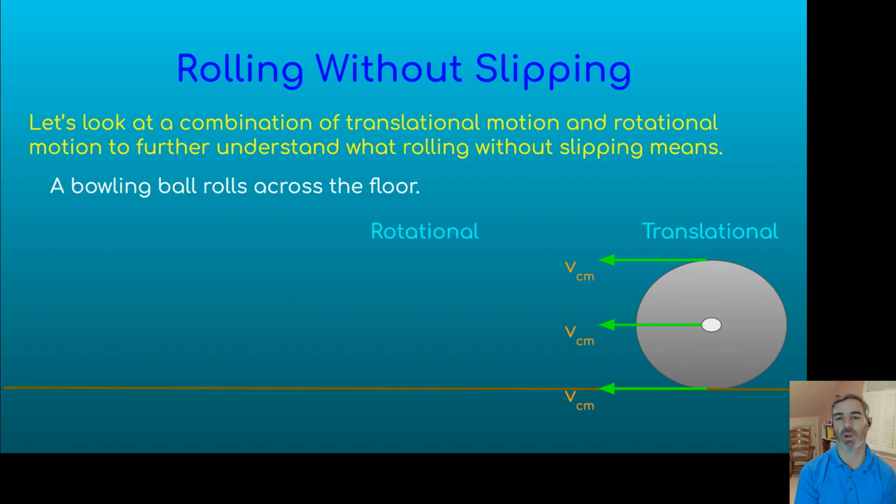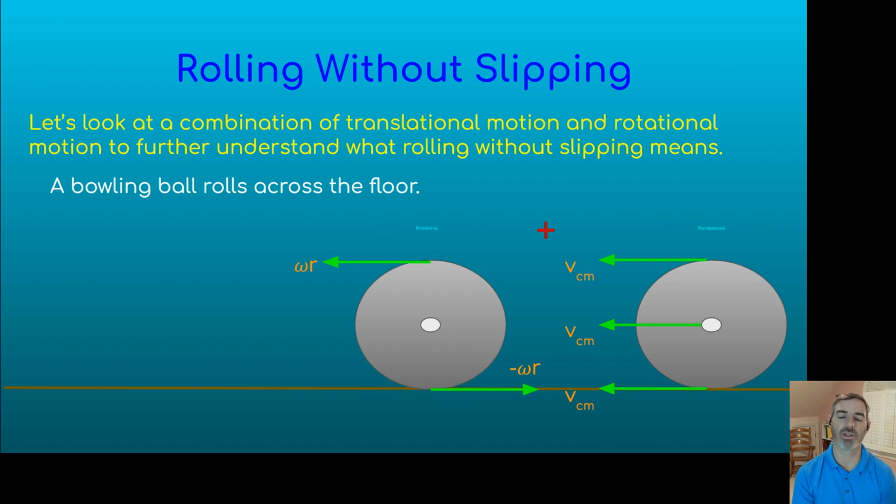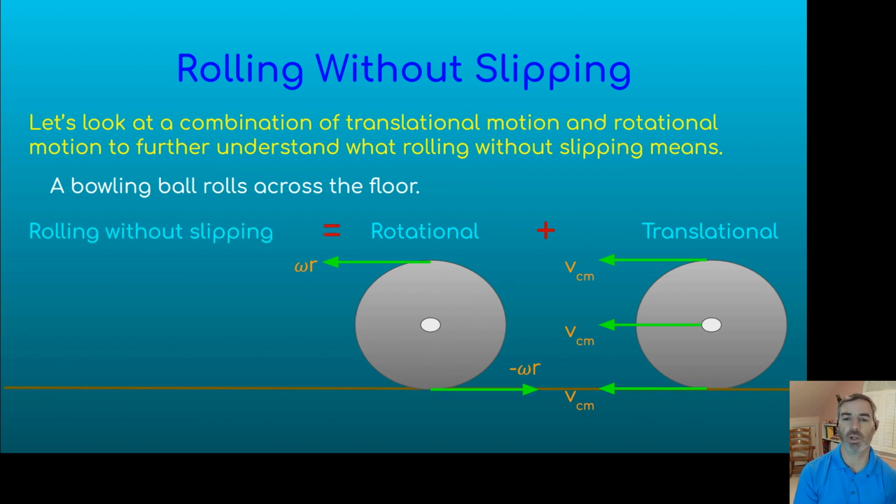Now, if we look at it rotationally, that would be as if it's just spinning and not moving anywhere. When the object rotates, the top moves to the left with the tangential velocity, which is angular velocity times the radius. The bottom moves to the right, and since we define left as positive, right is negative, so the tangential velocity would be negative omega r. Now, if we add the rotational and translational values together, that gives us the rolling without slipping effect.